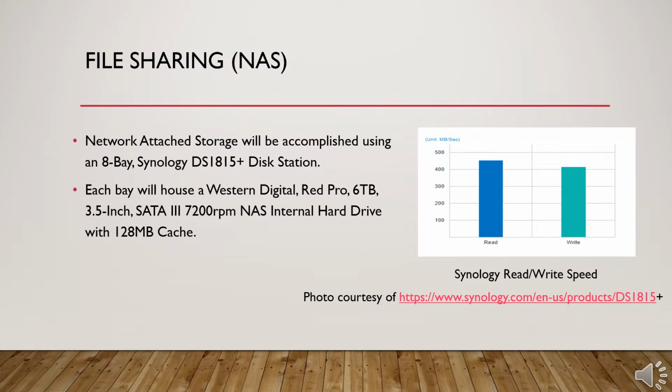File sharing will be accomplished with a Synology 8-bay DS1815+ disk system. As shown in the figure, this system offers both a read and write speed over 400 megabytes per second. Each bay will house a Western Digital Red Pro 6TB, 7200 RPM SATA 3 hard drive.